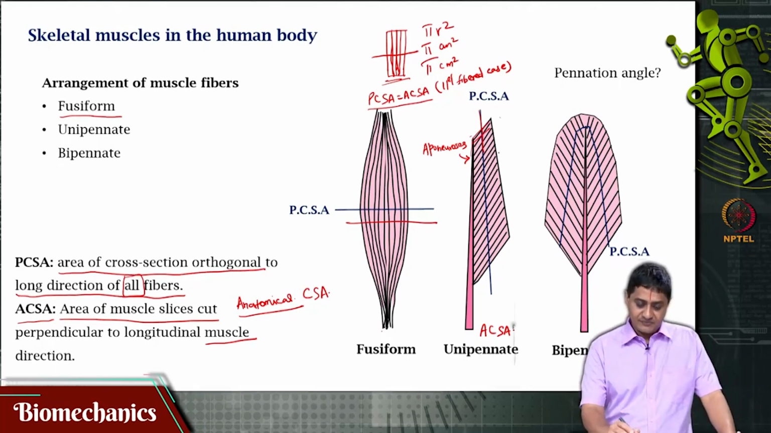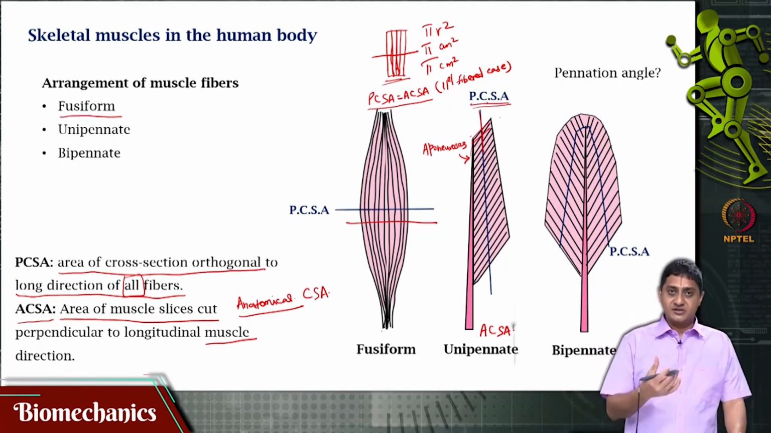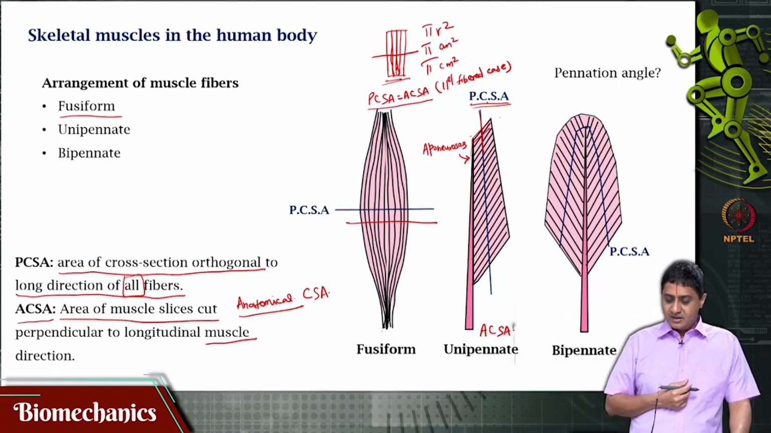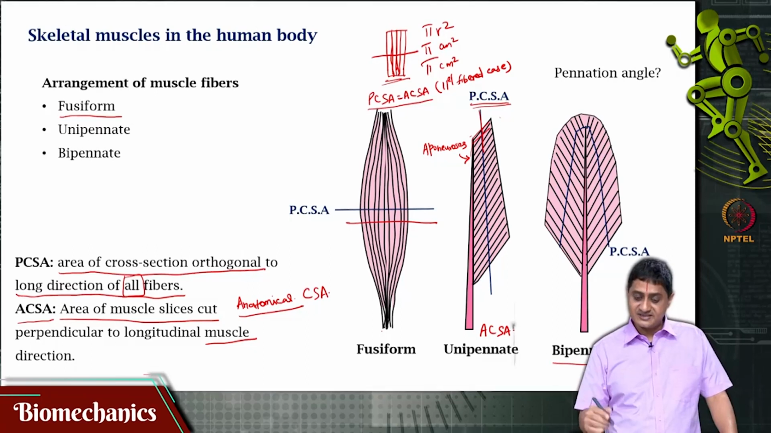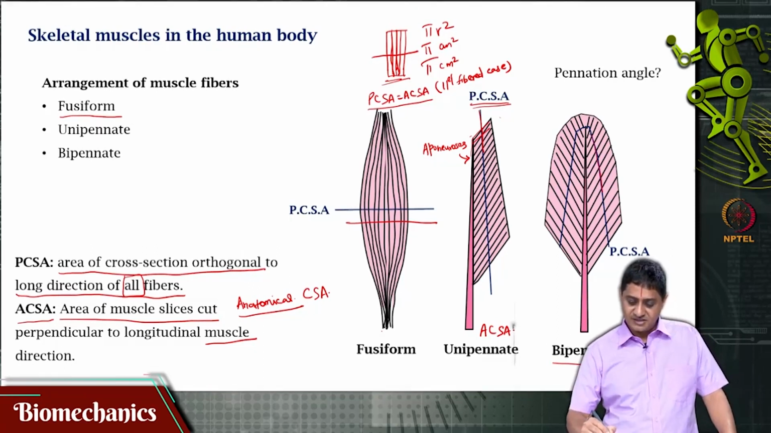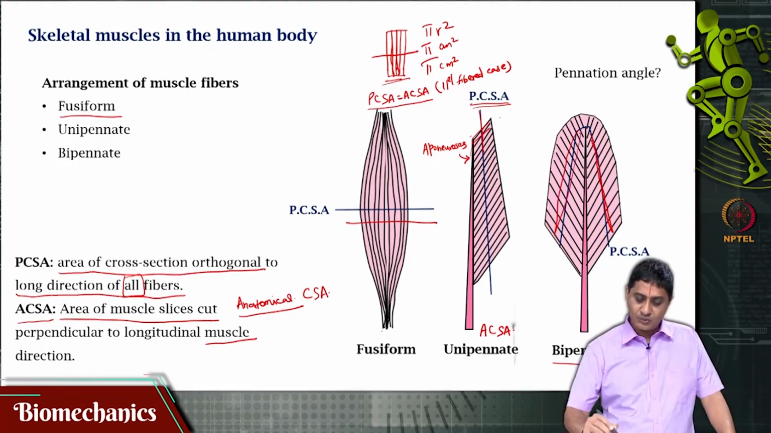Now I will find an area. This area is called the physiological cross sectional area. And then I have a bipinnate muscle like this. I have two PCSAs. I have one physiological cross sectional area for this orientation, and I have one more physiological cross sectional area for that orientation.